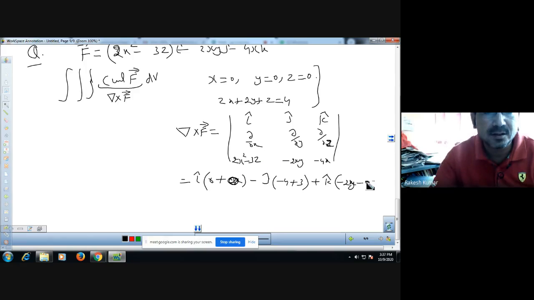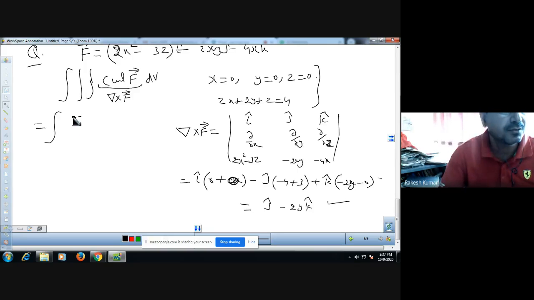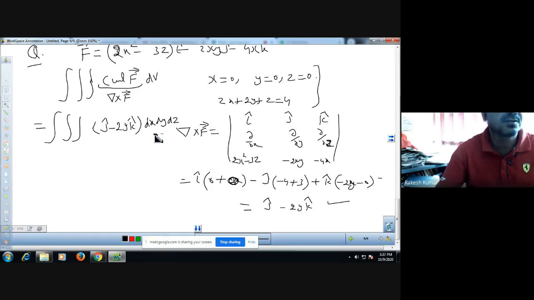No y term is there, so this is 0. So ultimately what we have, j cap minus 2y k cap, left with us. So this is a vector, and you can take the value, that is j cap minus 2y k cap, and this will be written over here, that will be dx dy dz, because in place of dv we can write down like this. Now let us write down the limits as we have written in the previous question.